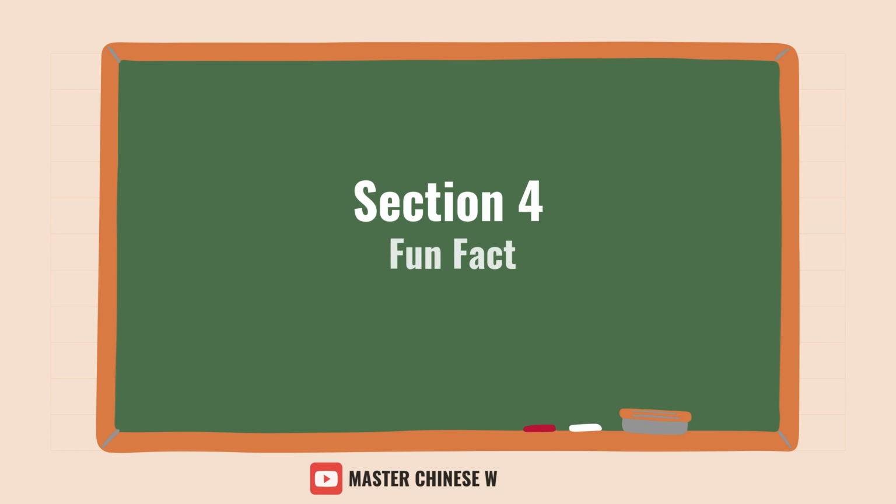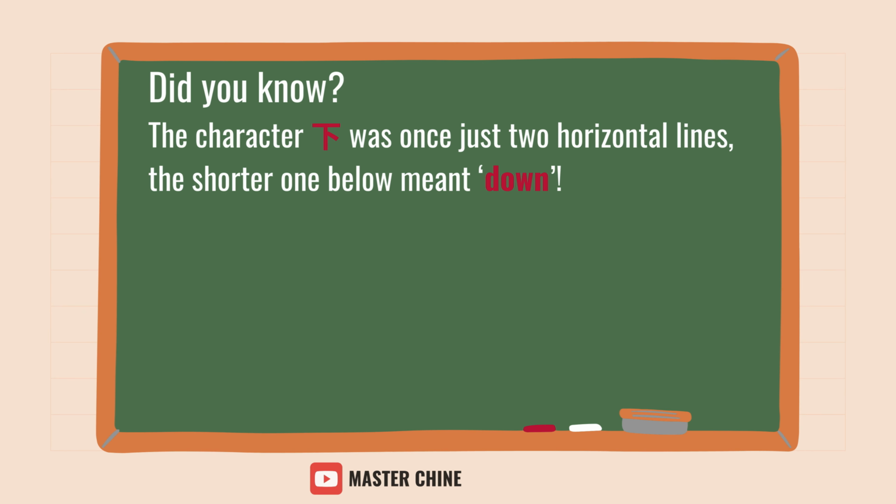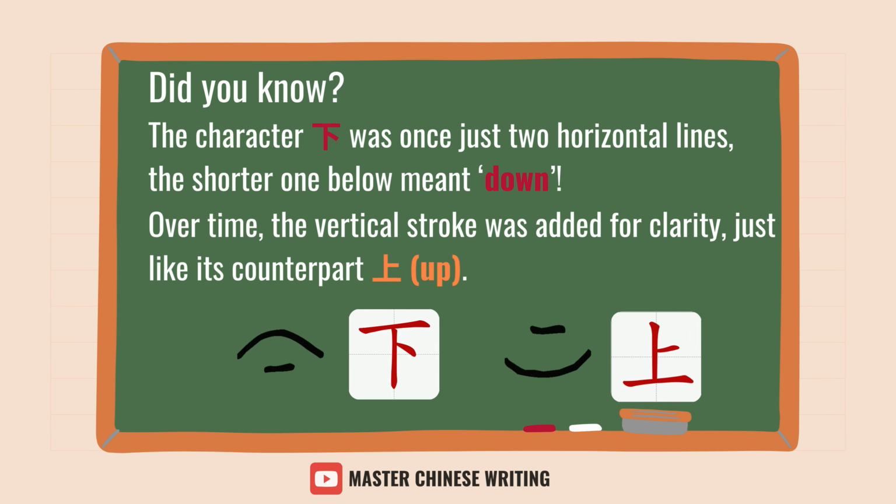Section 4. Fun fact. Did you know? The character 下 was once just 2 horizontal lines. The shorter one below meant down. Over time, the vertical stroke was added for clarity, just like its counterpart, 上.